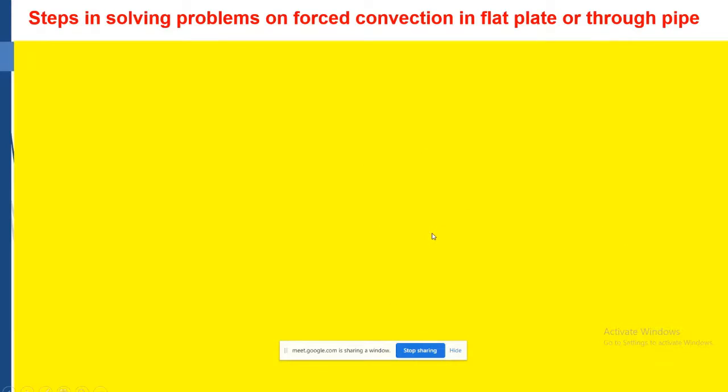Now, steps in solving problems on forced convection in a flat plate or through a pipe. Whether it is a forced convection heat transfer, whether it is external flow, that is flow over a flat plate, or internal flow, that is flow through a pipe or tube, we are going to follow this procedure.